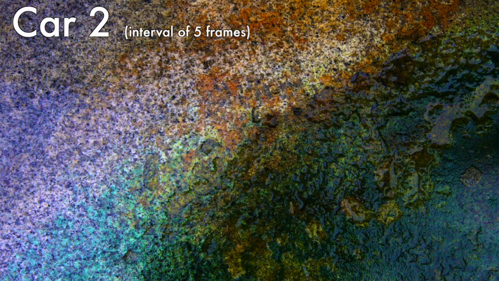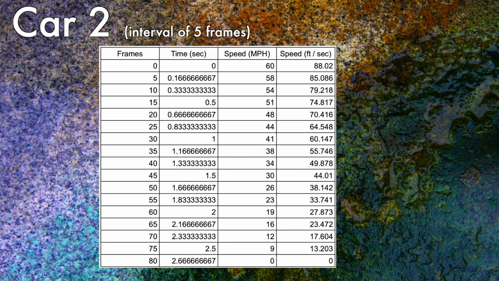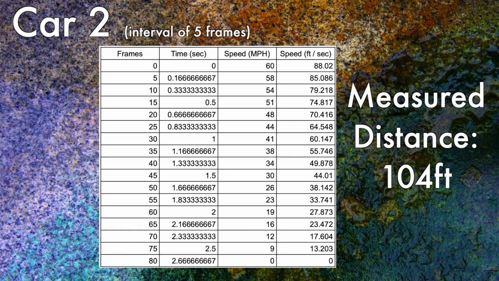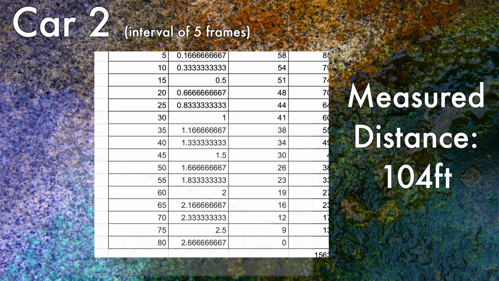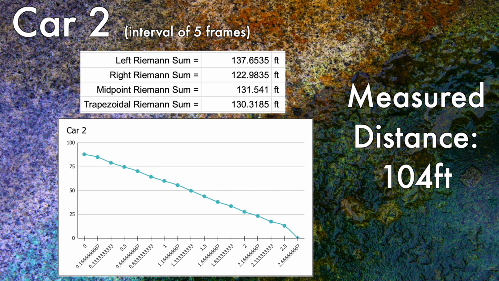This car's speedometer updates its speed much faster than car 1, so we can use a smaller time interval of 5 frames, which is about 1/6 of a second, which made this dataset. The real-life braking distance recorded was an amazing 104 feet, but let's see what the Riemann sums tell us. Same story as the previous test, each method was higher than the real-life distance. This time though, the data was much more accurate due to the much faster updating speedometer.